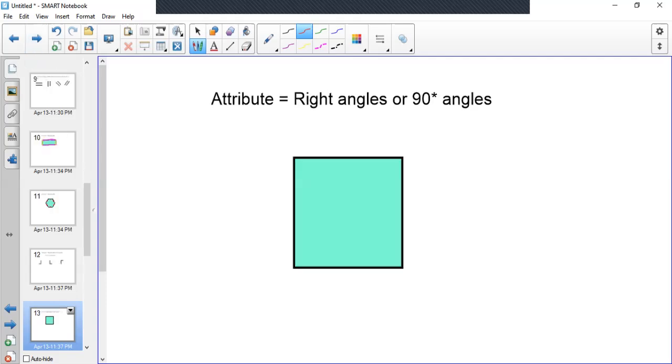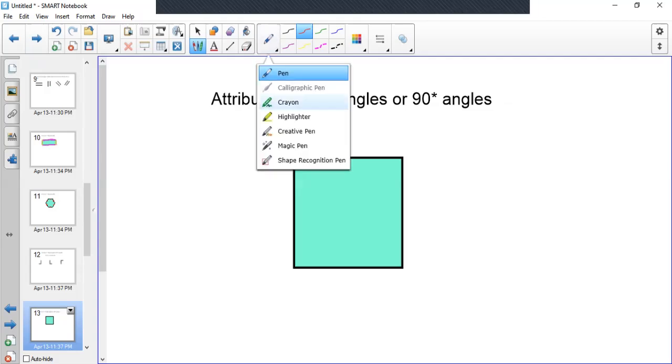Okay? So right now we're looking at our square, right? Can you spot any 90-degree angles or any lines that connect to each other that look like an L? And remember, those L's can be in any direction. Well, let's see if we can spot them together.